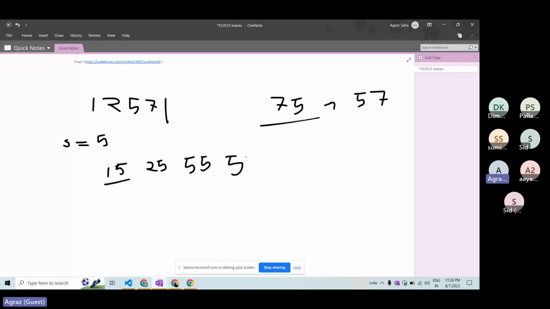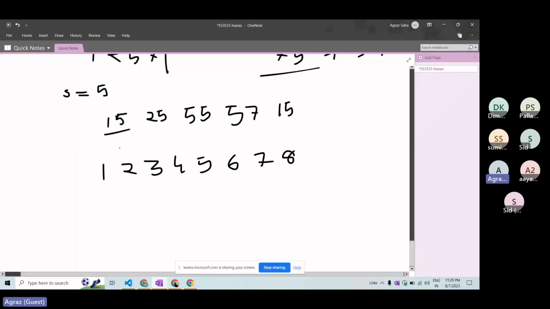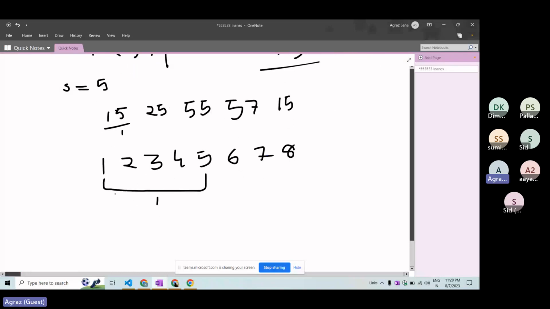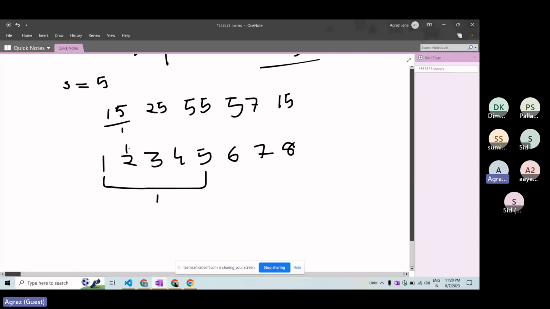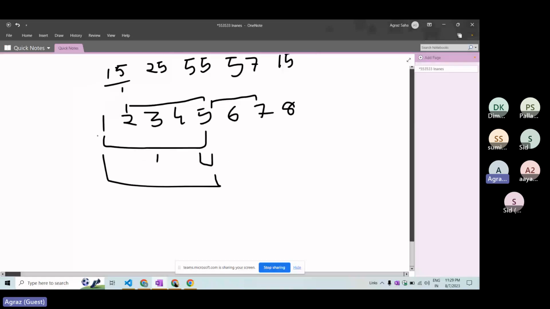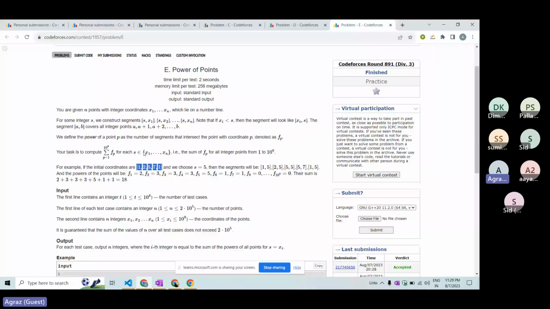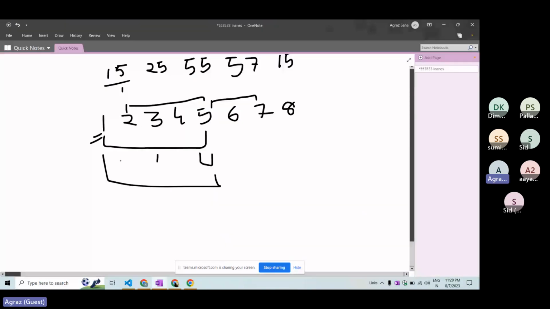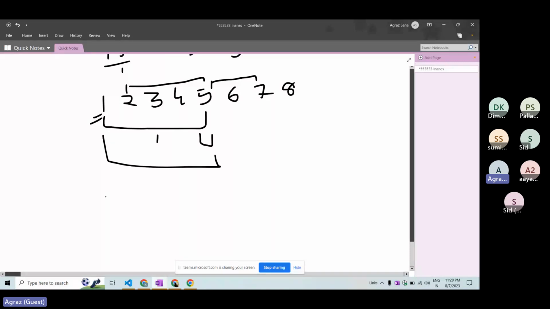Now, the first segment here is from 1 to 5. The next segment is from 2 to 5. The third segment is from 5 to 5. The fourth segment is from 5 to 7. And of course, the last segment is from 1 to 5. So how many segments actually cover the integer point 1? You see that for 1, 2 segments are covering it, so for 1, it will be 2.